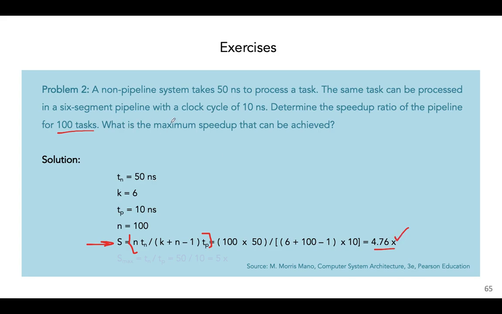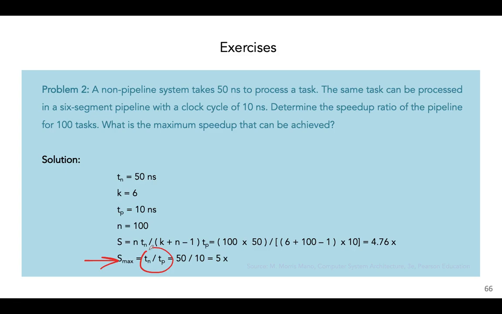We can then find out the maximum speed up. Not the maximum theoretical speed up, that is S equal to K, so that would be S equal to 6. But you know now that the maximum theoretical speed up is not feasible in real life situations. The maximum speed up you can get is Tn divided by Tp.